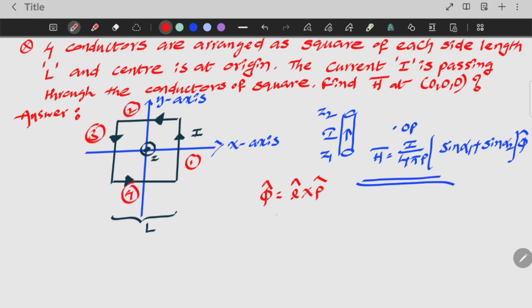In the first conductor case, L cap is in the direction of positive y. This is the current direction, so L cap is given by positive y cap. Then rho cap is away from the conductor, so like this we have to take it towards the origin. In which direction is rho cap? It is in the negative x direction. So by considering these two, I can write L cap is y cap in cross product with minus x cap. So we get minus y cap cross x cap, which is minus z cap, since y cap cross x cap is minus z cap. That means you will get positive z cap.